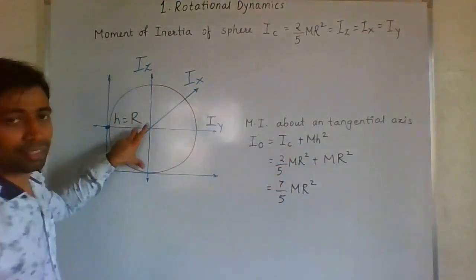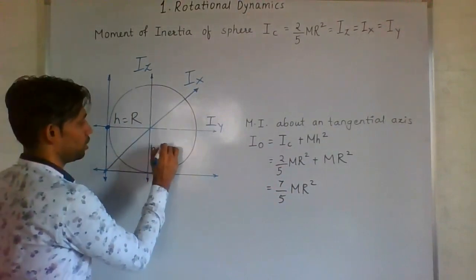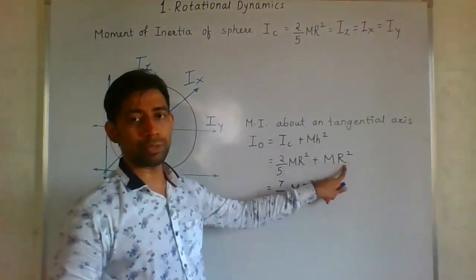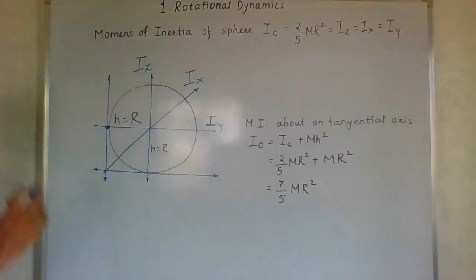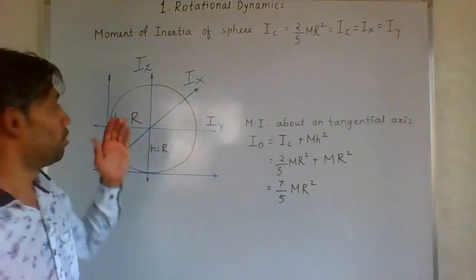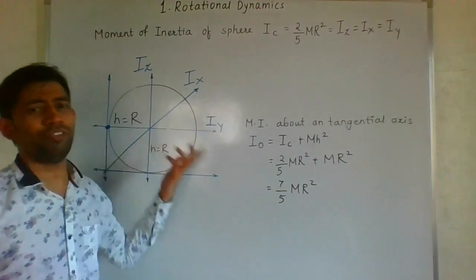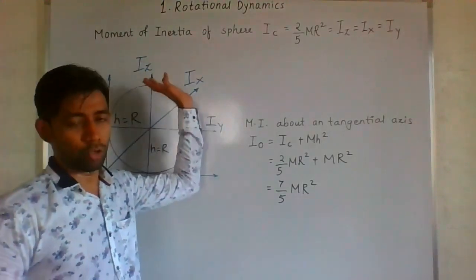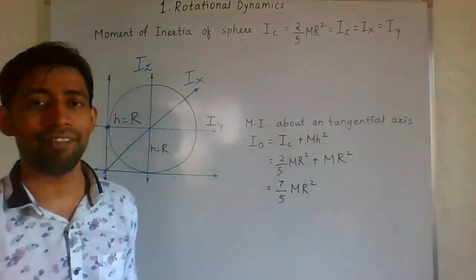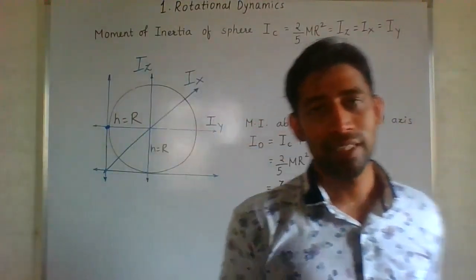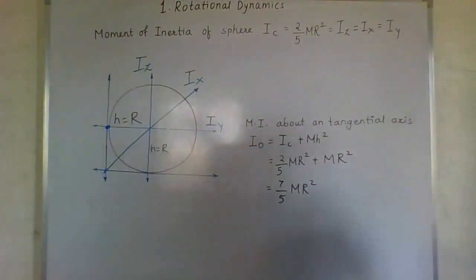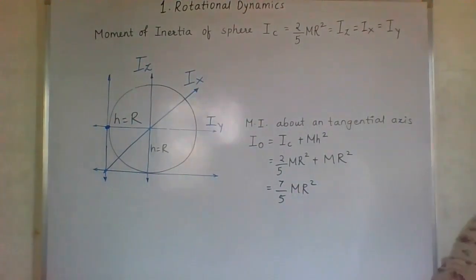And again if you check this distance, this is also equal to r. So again you will substitute r, so you will get the same answer. So in this case, wherever you find one, any tangential, find anything, on any tangent, the answer is going to come 7/5 mr square. So that is the interesting part of sphere. We just have to understand only two formulas in case of an object like sphere.